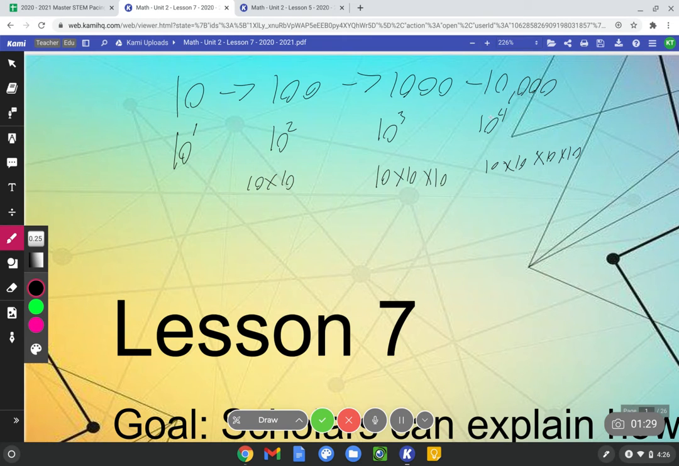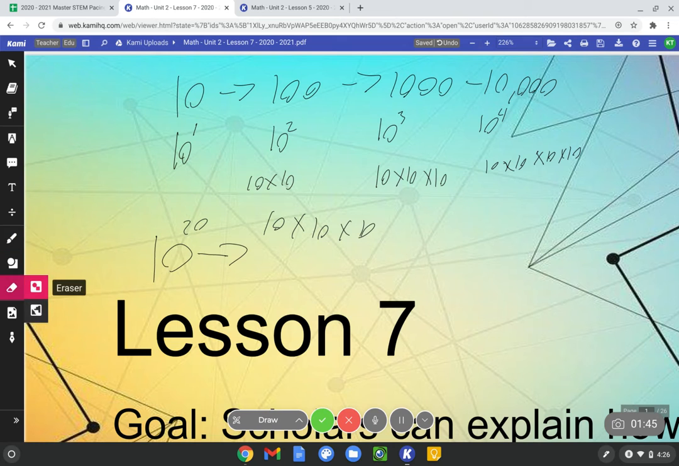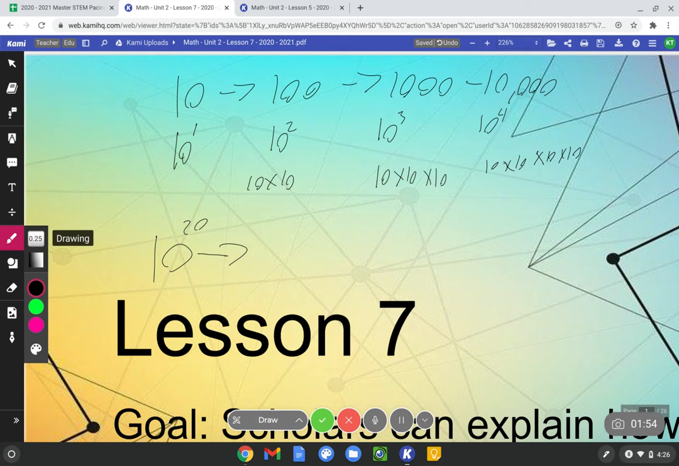Now, it doesn't just stop at 10 to the power of 4. You can go as far as you like. I could do 10 to the power of 20. And an easy way to do that, so I don't have to do 10 times 10 times 10 20 times, is, wait 1 second, let me get my marker app out. There we go.